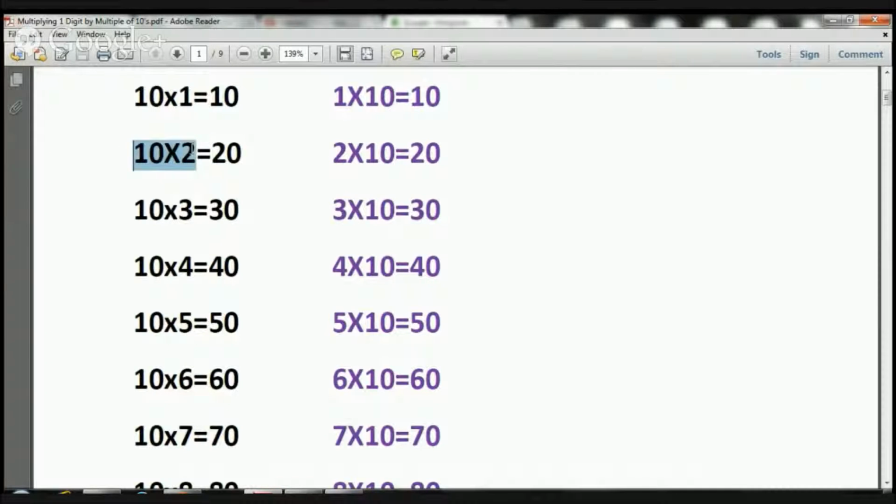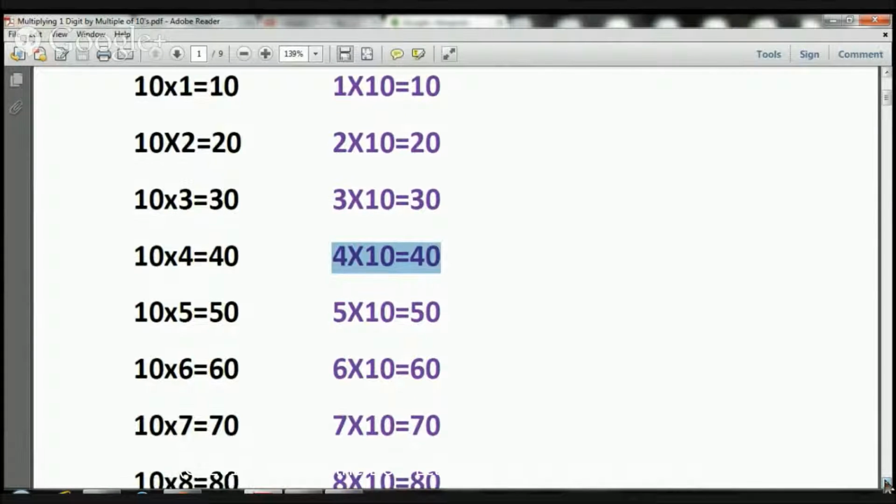And you probably know your 10 multiplication facts already, okay? So this is probably easy for you, but as you get to the other numbers, it's going to be very, very helpful to use this strategy. So 10 times 2 equals 20, and the same can be said for 2 times 10 equals 20. The next one, 10 times 3 equals 30, 3 times 10 equals 30. 10 times 4 equals 40. 4 times 10 equals 40.